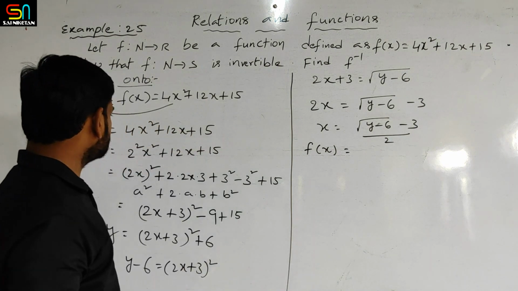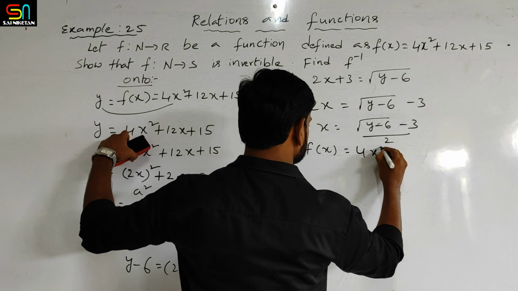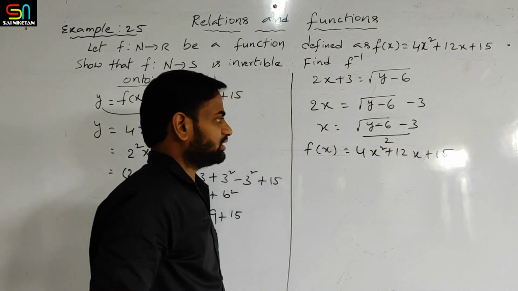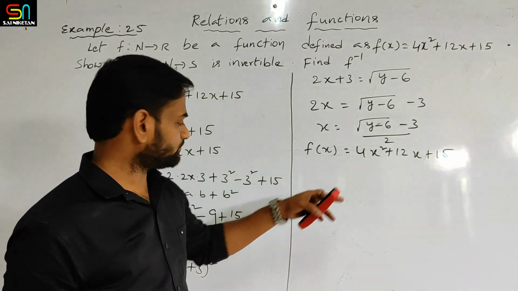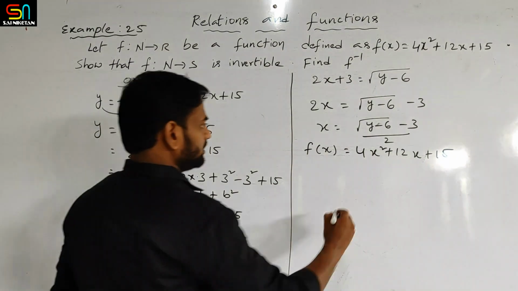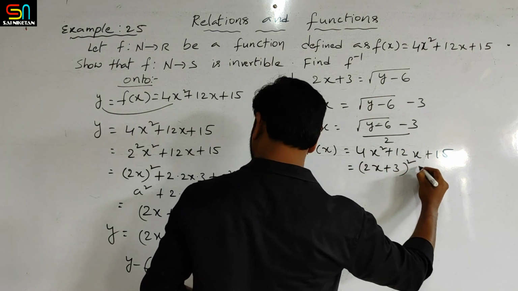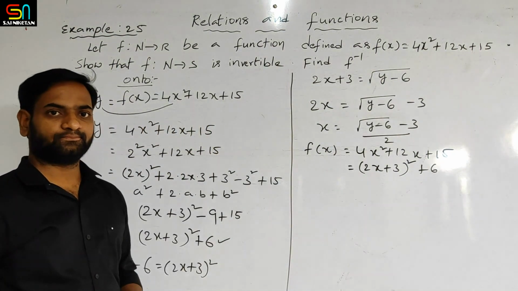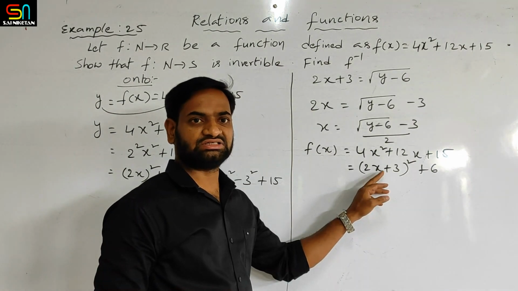What is f of x? Actually this is one: 4x square plus 12x plus 15. We converted this expression or equation into another form. What is the form? You can take this one also: (2x plus 3) whole square plus 6. Instead of the first one, I am using this one because simplification is easy.